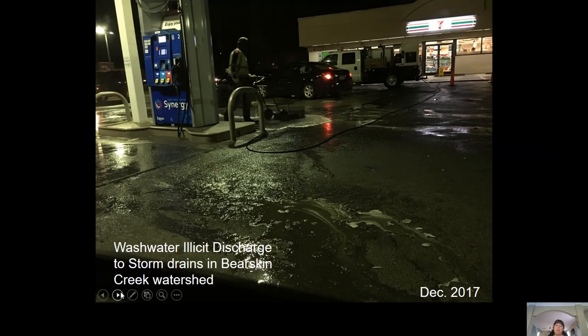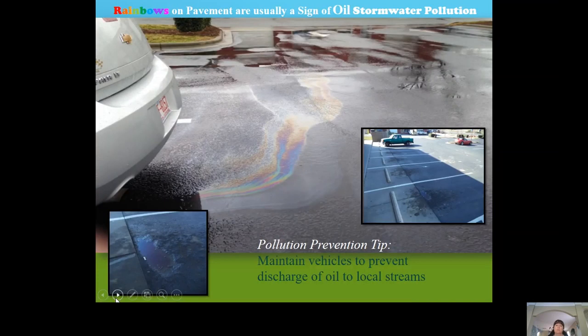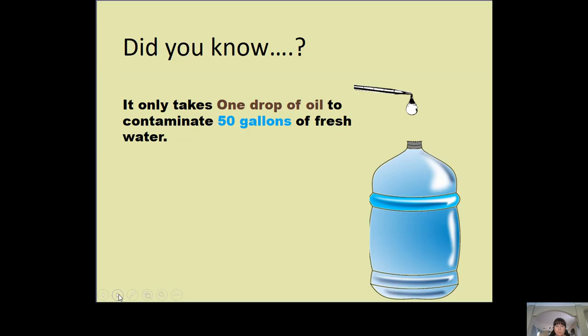Sometimes you can have gas and oil leaking. This is an example of an oil leak, because you can see it by that rainbow. And this is important because if you think about how many cars are on the highway, and if they are not running properly and they're leaking oil, those cars add up to a problem in our water supply. So we want to definitely maintain vehicles to prevent the discharge of oil to our local streams. It only takes one drop of oil to contaminate 50 gallons of fresh water. So a little bit of oil goes a long way.